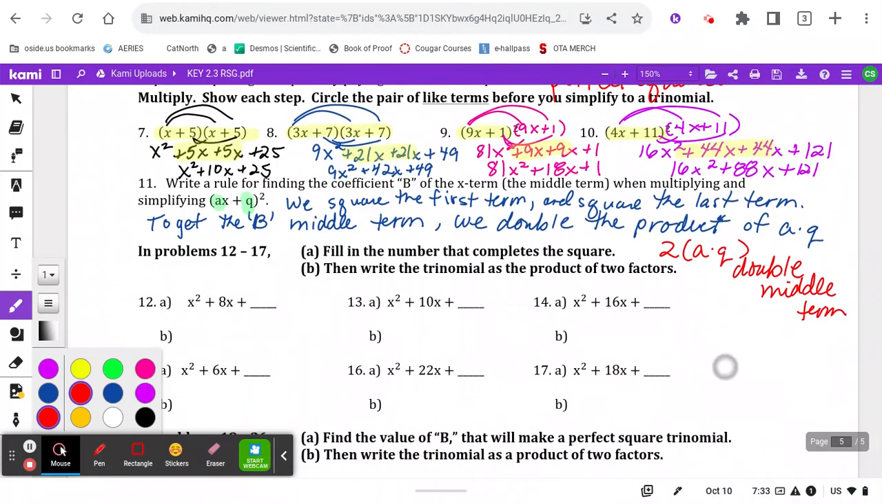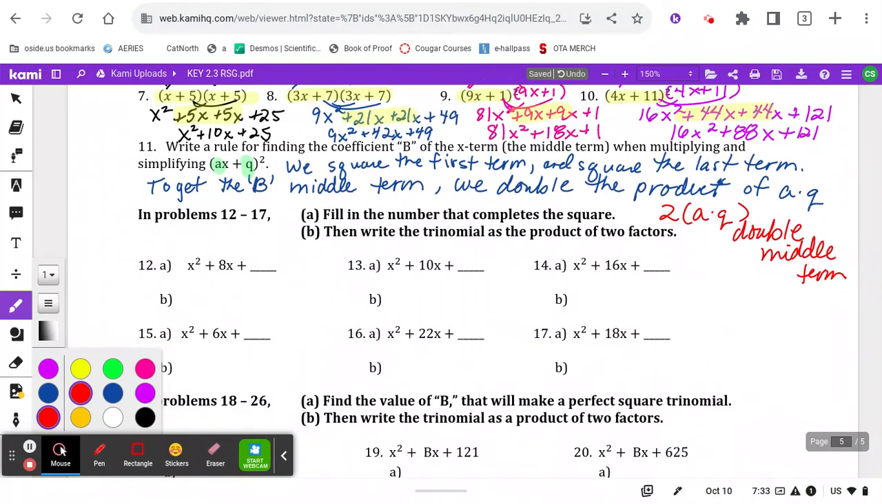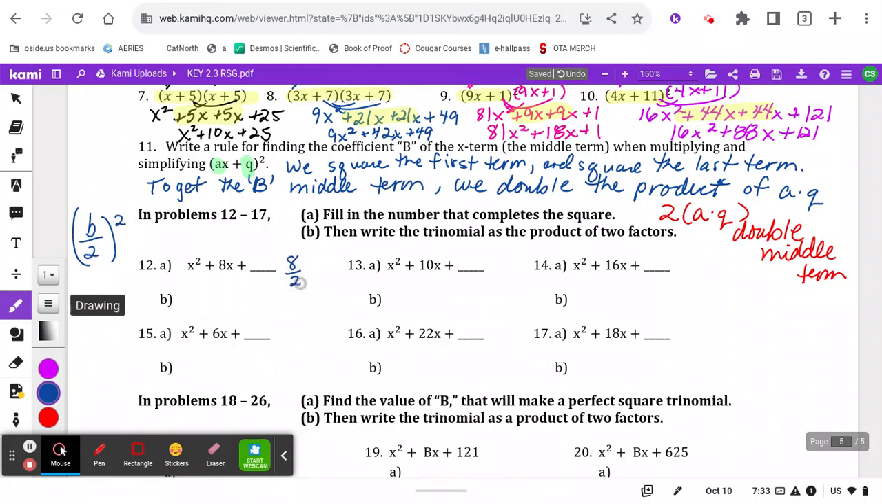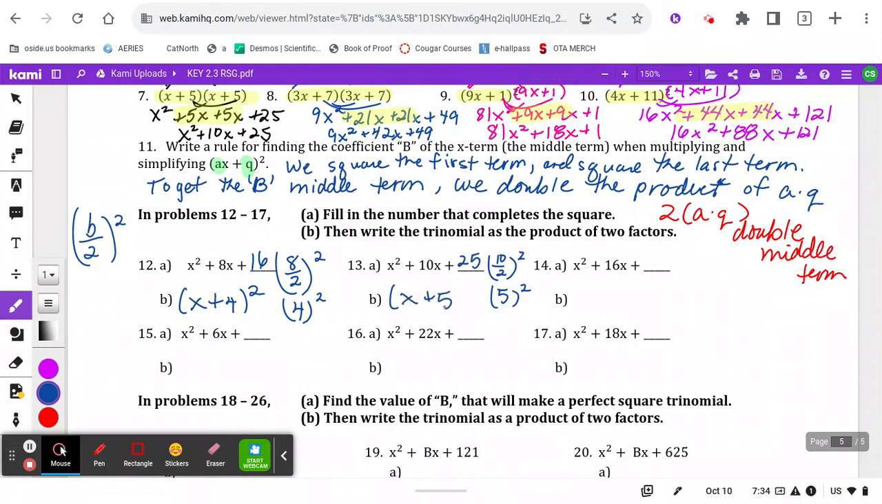All right. For the next one, we're just completing the square and then writing the product of two factors, the factored form. So here, the b work off to the side. The little formula is half of the middle term squared. So the b work off to the side here is 8 over 2 is 4 squared. 4 squared is just 16. And then the factors are the x plus 4 squared factors. Likewise over here, we do half of 10 is 5. 5 squared, you got it, that's 25, and that's the x plus 5 squared factors.